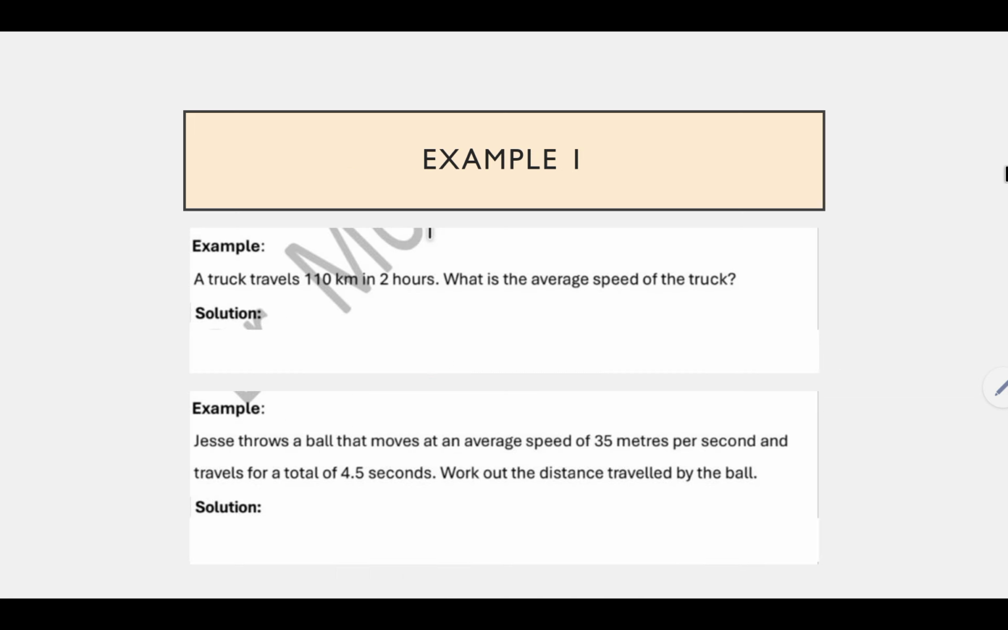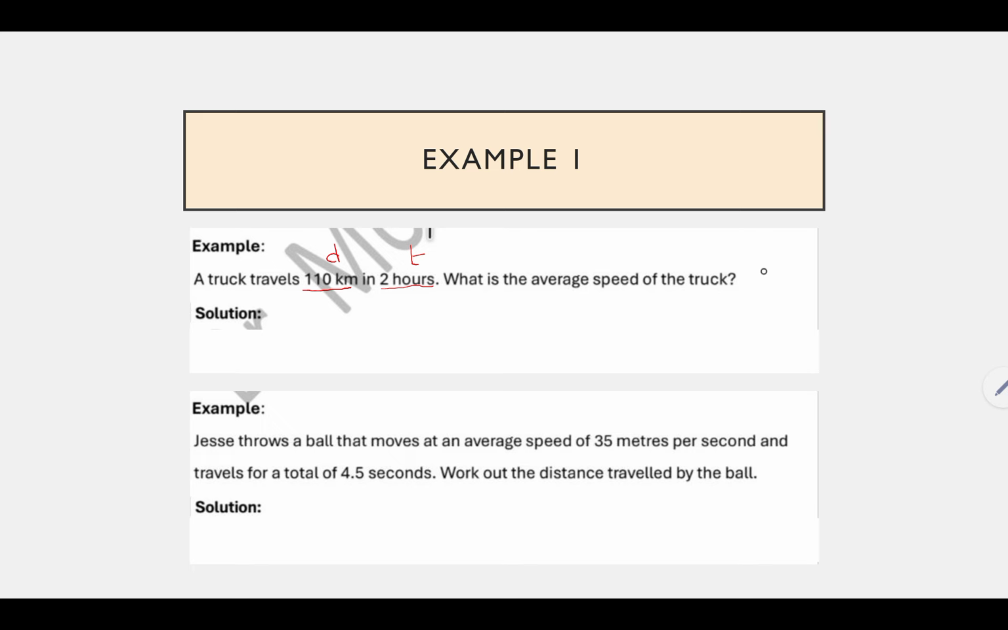Let's take an example together. Here we have two examples. The first example is telling me a truck travels 110 kilometers. Remember, when we're reading, we always mark what we have and label it. 110 kilometers, that looks like distance. In 2 hours, that's my time. What is the average speed of the truck?